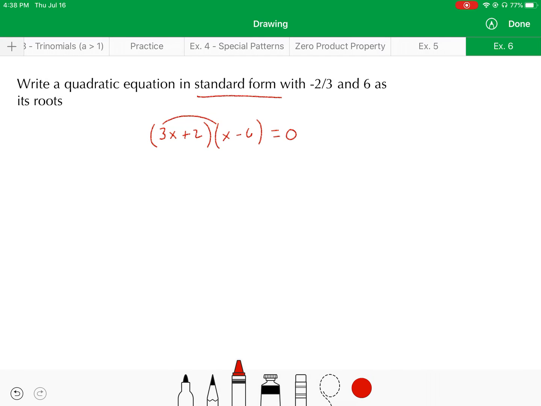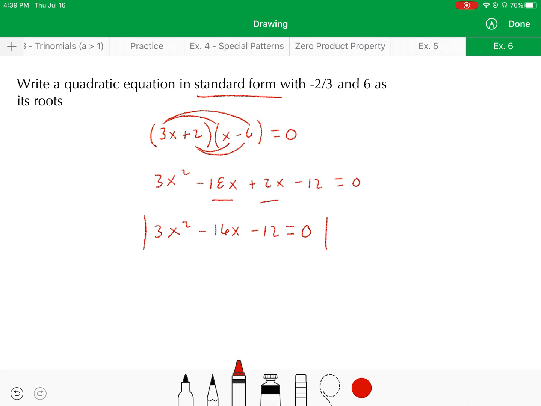First part of FOIL, outside, inside, last. And combine your two middle terms there. And here you have a quadratic equation in standard form that has those given roots.